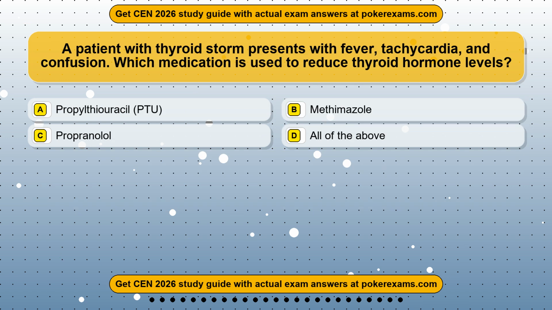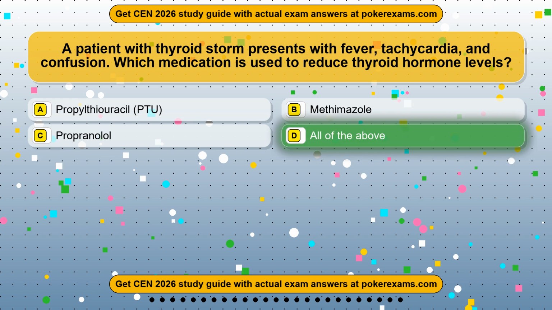Question 25. A patient with thyroid storm presents with fever, tachycardia, and confusion. Which medication is used to reduce thyroid hormone levels? Option A, propylthiouracil, PTU. Option B, methimazole. Option C, propranolol. Option D, all of the above. The correct answer is option D.